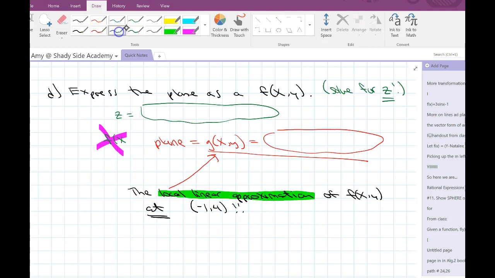Some books also call it local planar approximation. I frankly don't like that because it dumbs down what it means to be linear in 3-space. Linear in 3-space is a plane, so this is kind of synonymous. But isn't that a lovely thing? Now there's a bunch of questions I could ask you. If you have your local linear approximation, is the plane an over or under approximation? Remember all those questions from BC Calc? Is your tangent line an over or under approximation of f of x? All that good stuff.